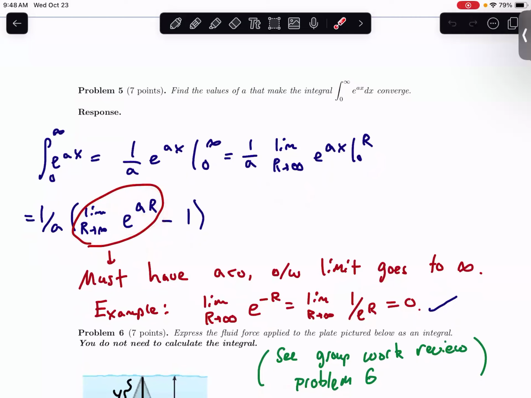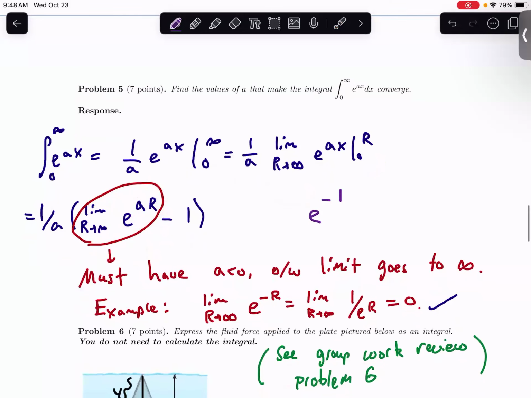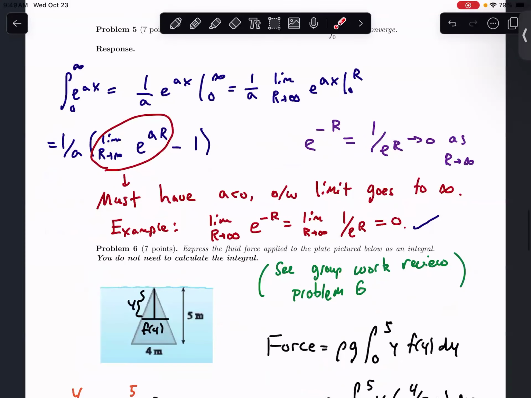But if you have a negative exponent, say e to the minus r, this is just equal to 1 over e to the r. So if r goes to infinity, this just goes to 0. That's the main point: as long as this exponent is negative, you end up going to a finite number. So you just have to have that a is less than 0. Otherwise, this is just going to go to infinity. So it's more conceptual than anything.